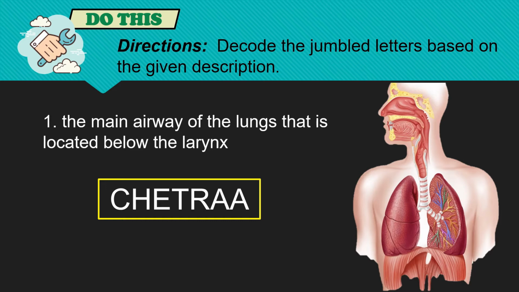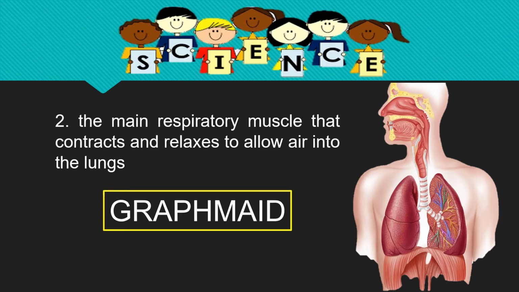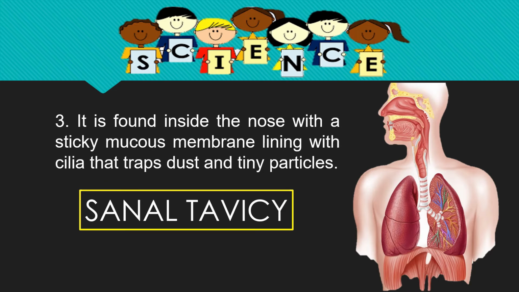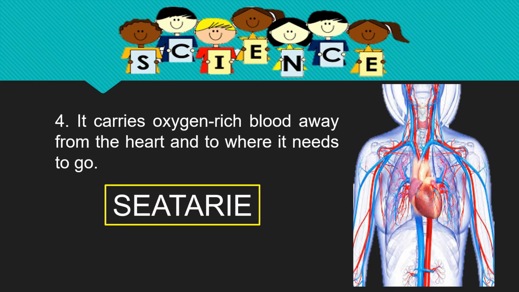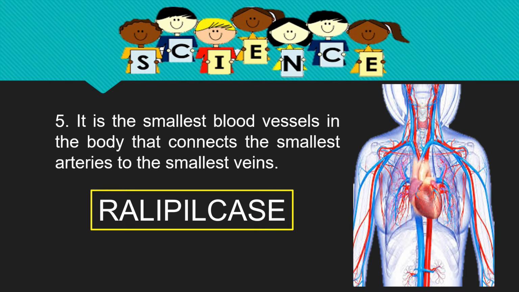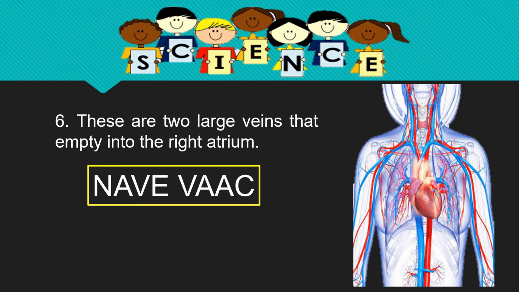Number 1. The main airway of the lungs that is located below the larynx. 2. The main respiratory muscle that contracts and relaxes to allow air into the lungs. 3. It is found inside the nose with a sticky mucous membrane lining with cilia that traps dust and tiny particles. 4. It carries oxygen-rich blood away from the heart and to where it needs to go. 5. It is the smallest blood vessels in the body that connects the smallest arteries to the smallest veins. 6. These are two large veins that empty into the right atrium.